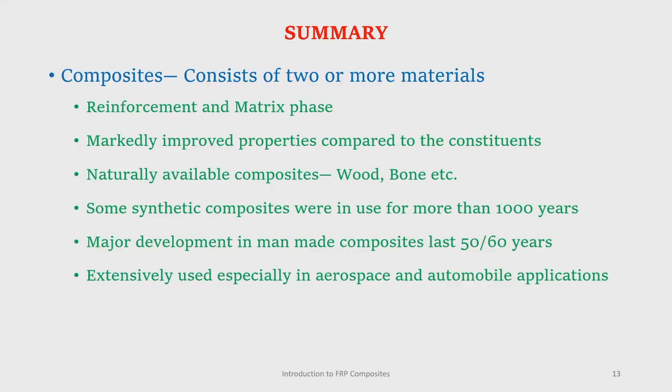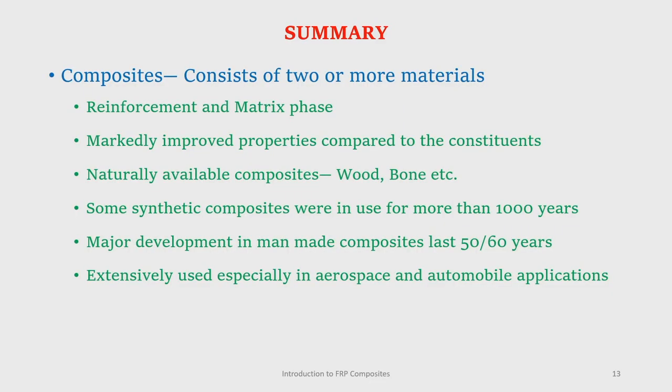In summary, today we understood what a composite is. It consists of two or more materials, reinforcement and matrix. They are mixed on a macroscopic scale with an objective of improved or desirable properties, and that property is markedly improved compared to that of the constituents.